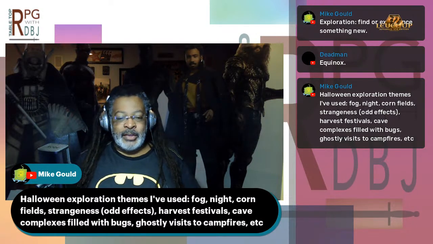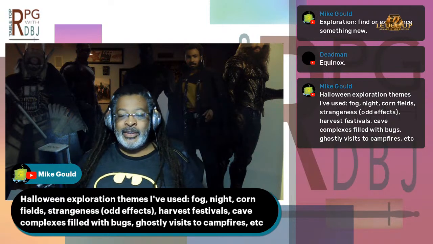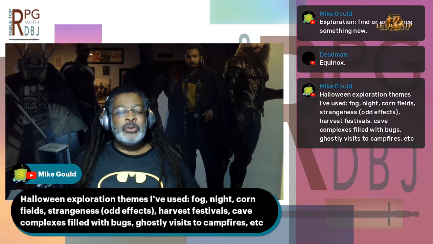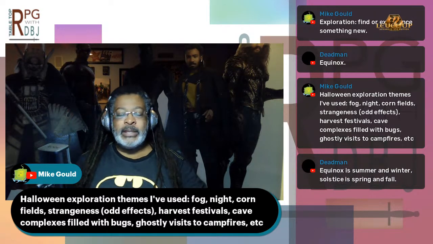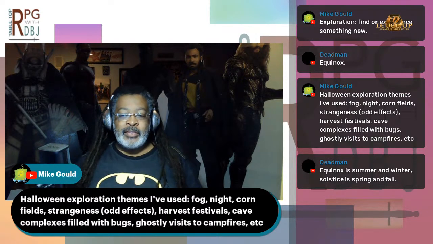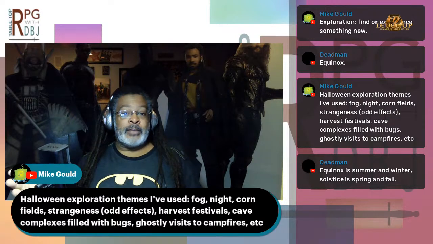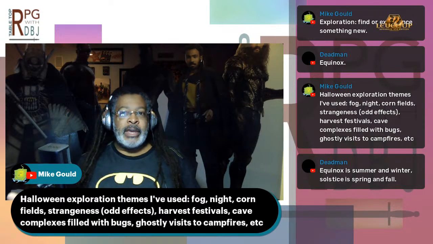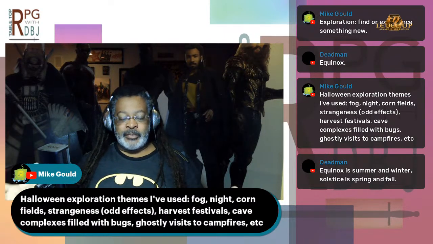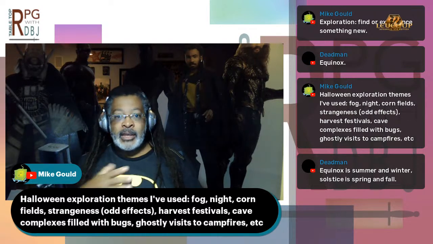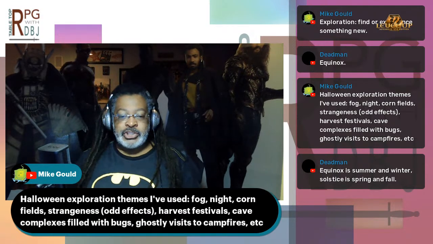Michael, another one of our co-hosts, says Halloween exploration themes I've used: fog, absolutely fog, night, cornfields. Listen, don't sleep on cornfields, especially cornfields, wheat, tall grasses and things. I think it can be used for great effect. It's been used for great effect in a ton of horror flicks, and there's something cool about it because it's like a visual barrier that, in fifth edition Dungeons and Dragons, night vision doesn't work through fog and cornfields. Anyway, cornfields, strangeness, odd effects.